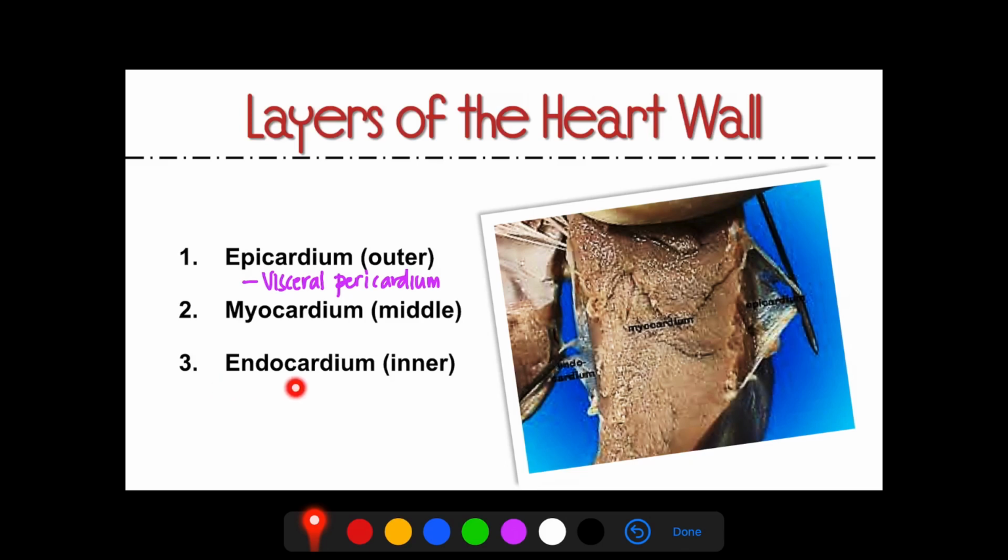And lastly, we have the endocardium, the innermost layer. This consists of a simple squamous endothelium layer, and it provides a smooth lining for the chambers of the heart. It also covers the valves of the heart, and its main function is keeping the blood from sticking to the inside of the heart and forming potentially deadly blood clots.